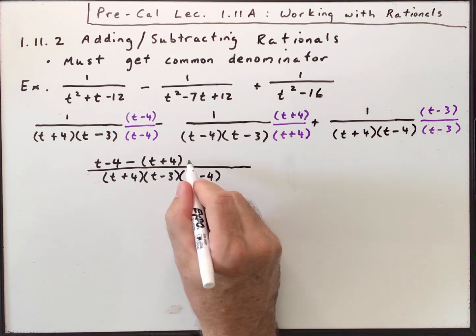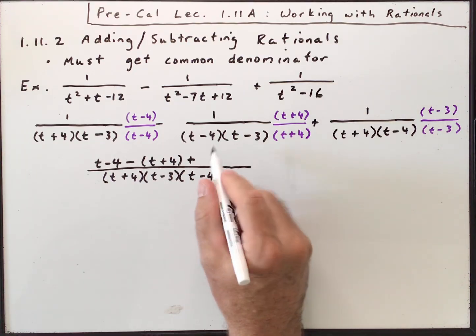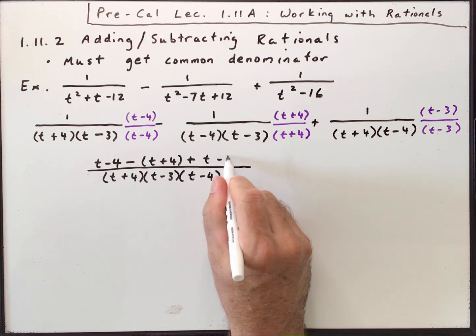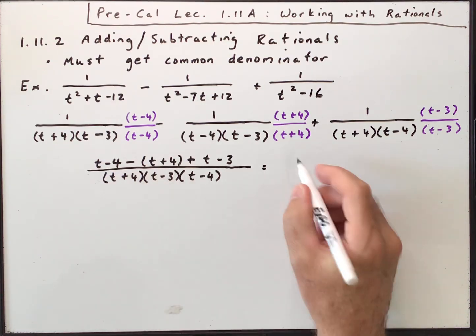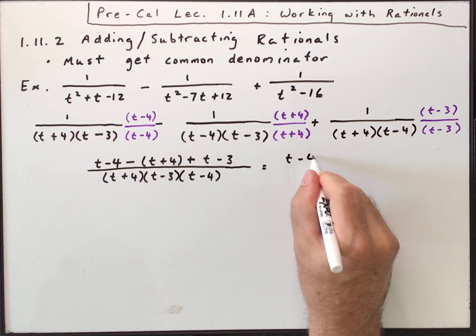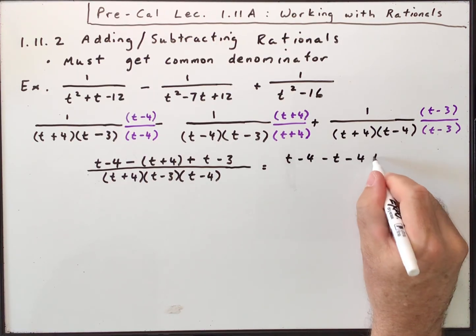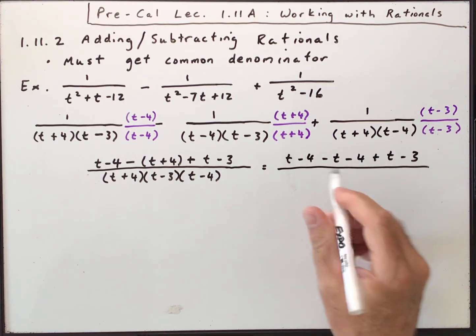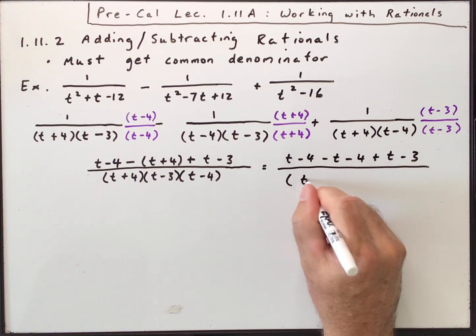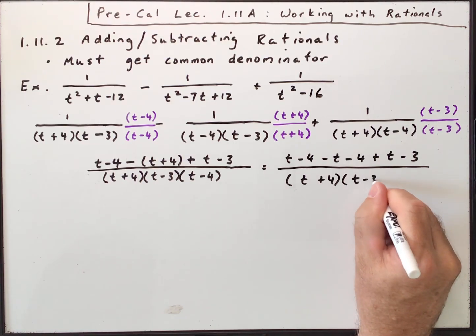If it were a plus, I wouldn't have to do that. So this is a plus. And so I'm not going to put it in parentheses. Don't have to if it's a plus. T minus 3. So that's going to be t minus 4 minus t minus 4 plus t minus 3 over all this jazz. T plus 4, t minus 3.